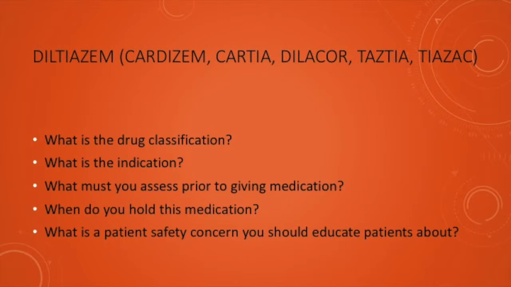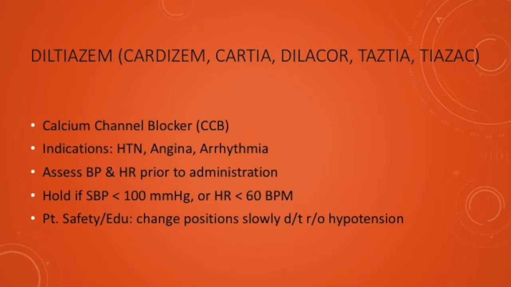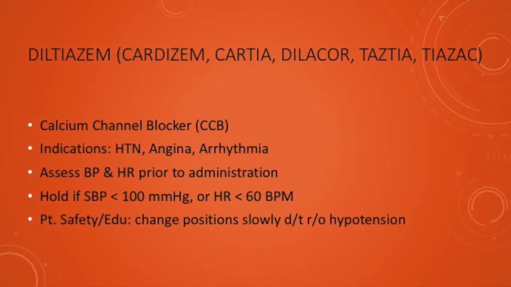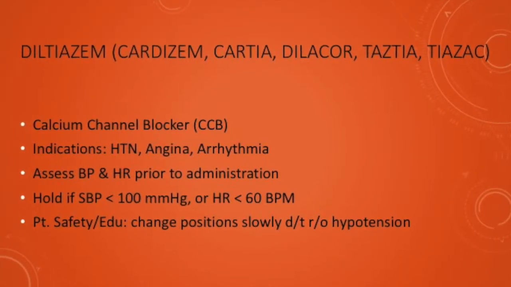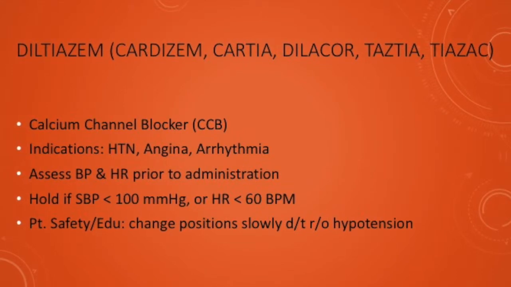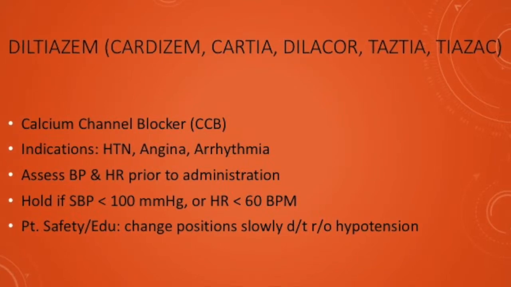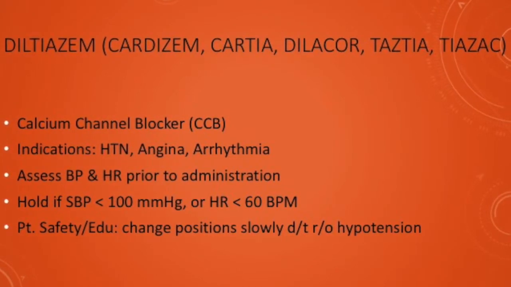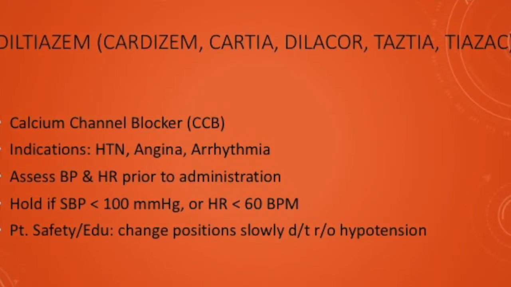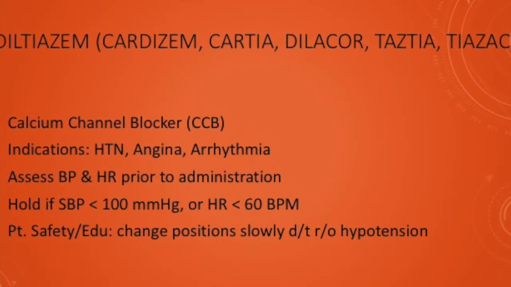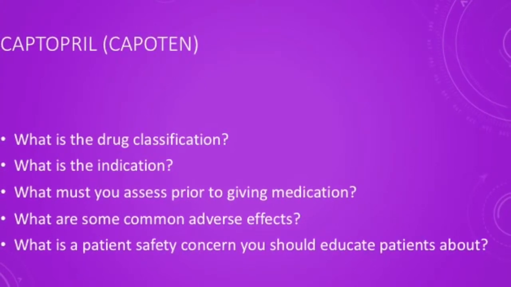So diltiazem, Cardizem, is a calcium channel blocker, CCB. Indications include hypertension, angina, arrhythmia, and we need to assess the blood pressure and heart rate prior to administration. Hold if, again, blood pressure is less than 100 or if the heart rate is less than 60. And then make sure, again, that the patients know to change positions slowly due to that risk of hypotension. So a lot of this is going to be the same, but diltiazem is a calcium channel blocker, whereas metoprolol is a beta blocker.